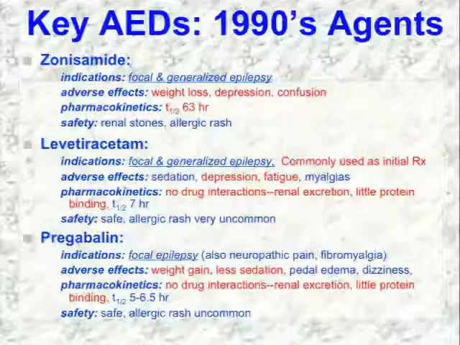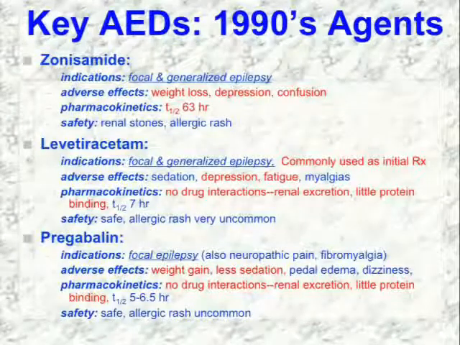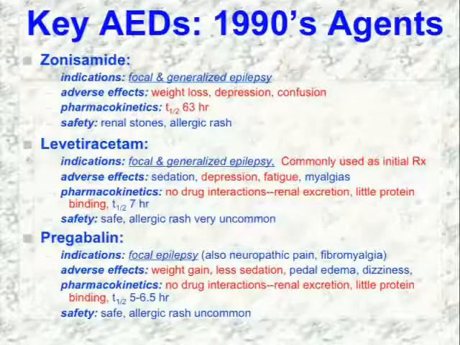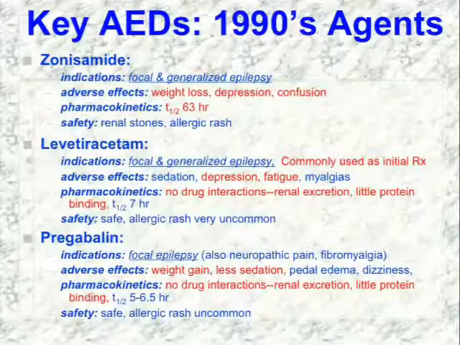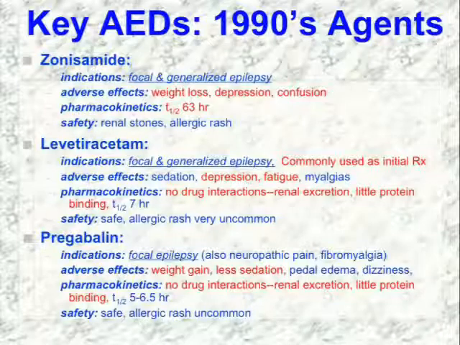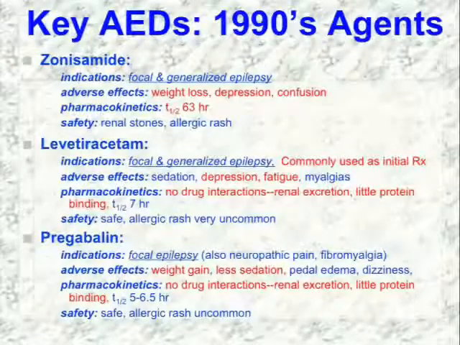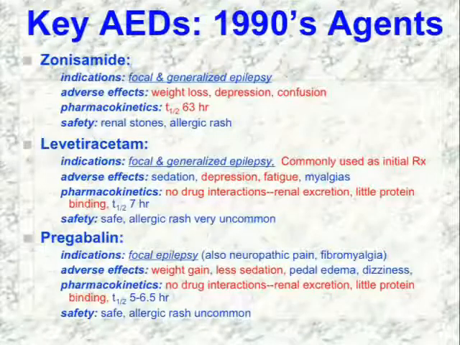Zonisamide is a medication that is broad spectrum, effective for focal and generalized epilepsy. Causes weight loss, which people like. Can cause depression or confusion, but the main advantage of this medication is a long half-life, 63 hours. So it can be given once a day, and it's forgiving for non-compliant patients who miss doses.